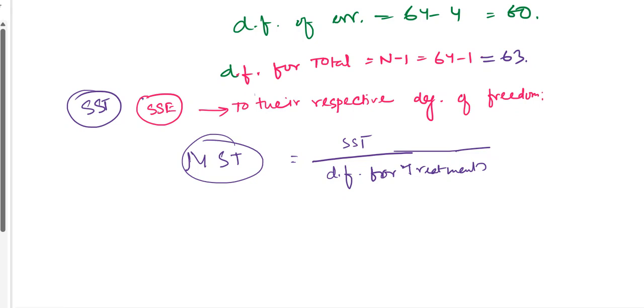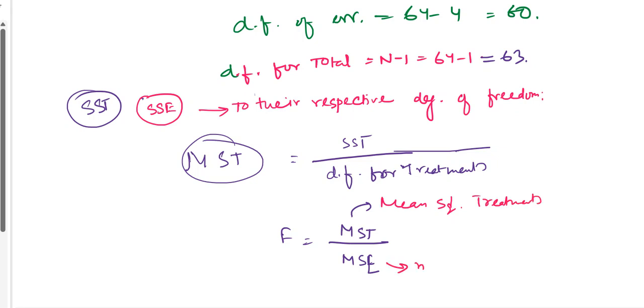Okay, so also the F statistic is given by F is MST by MSE. So what is the meaning of MST and MSE? MST means mean square treatments by mean square error.